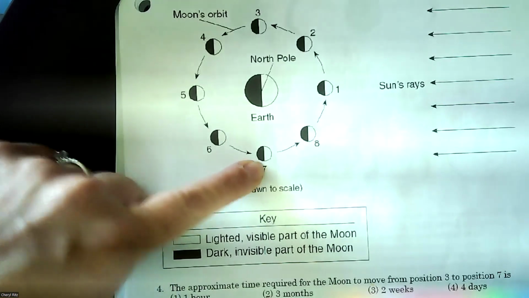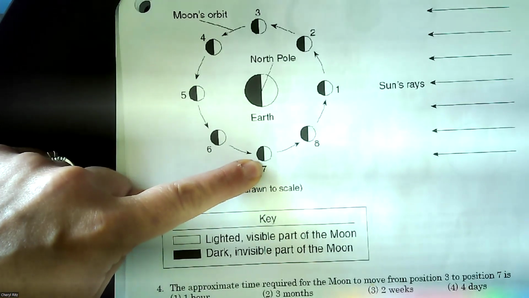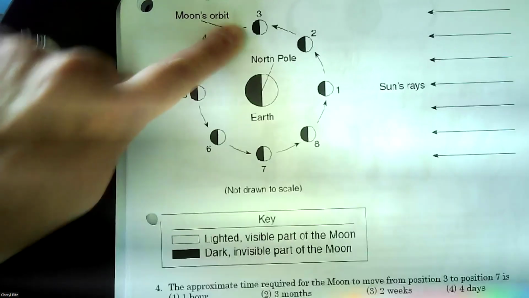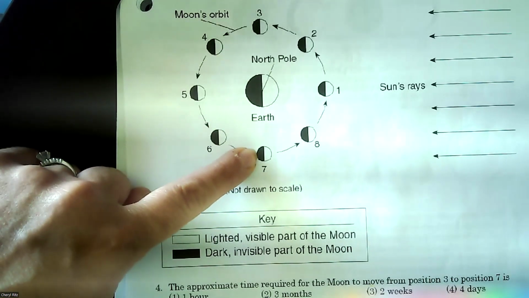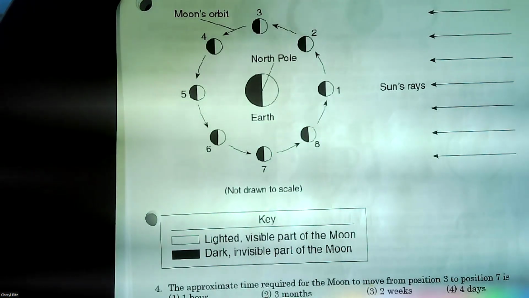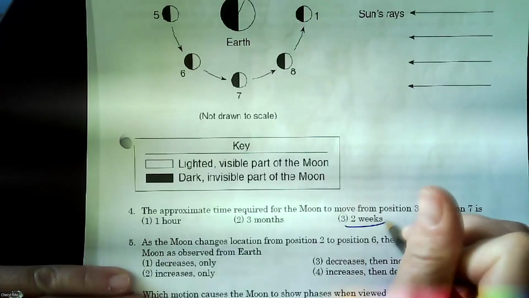What do you know about 3 to 7? Half of that. So if it takes about a month to go around, how long will it take to go halfway? 2 weeks, because a month is about 4 weeks. Half of that would be about 2 weeks.